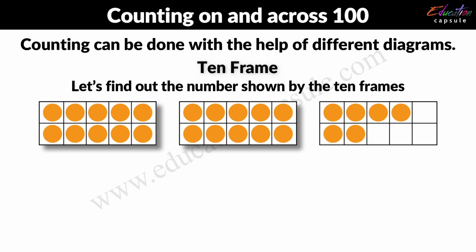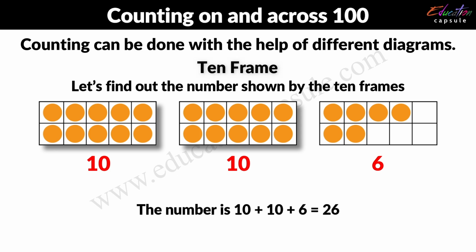As you can see here, the first frame is equal to 10, the second is equal to 10, and the third one is equal to 6. So the number is 10 added to 10 added to 6, which gives you 26.